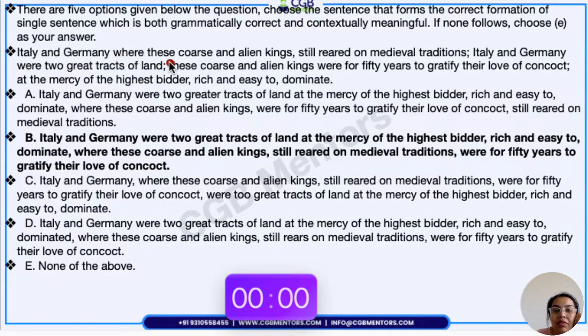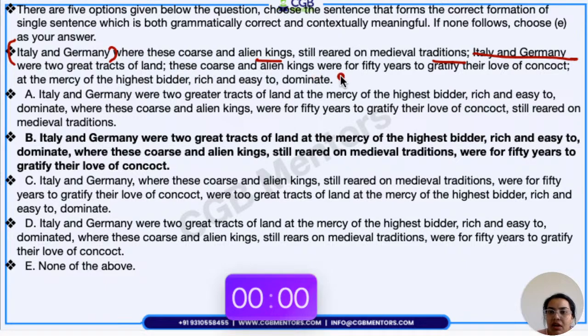Italy and Germany were these coarse and alien kings still reared on traditions. There are two places. Were two great tracts of land. See, this is common. The places are described and then the same names are said, were two great ones. So we can connect these two points because the subject is the same.